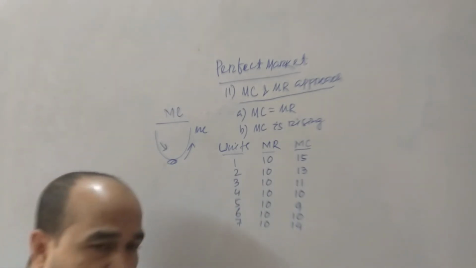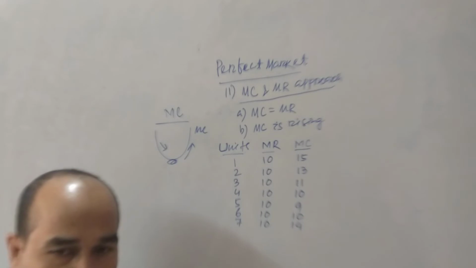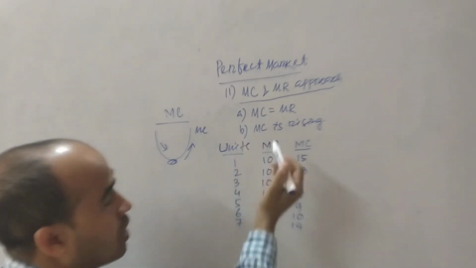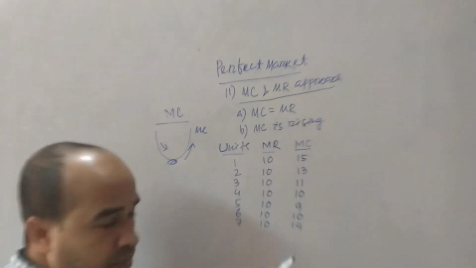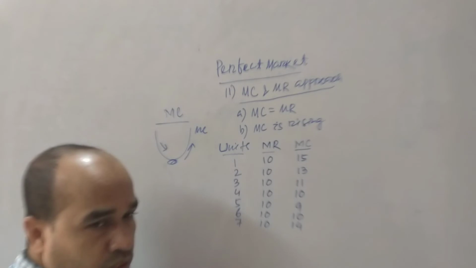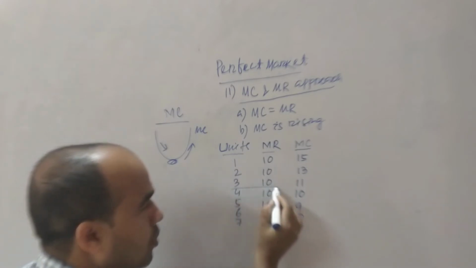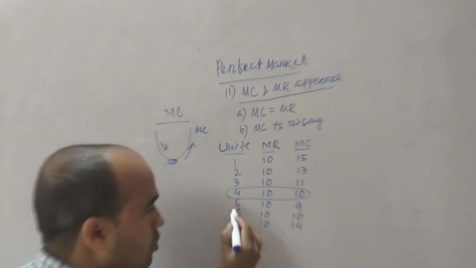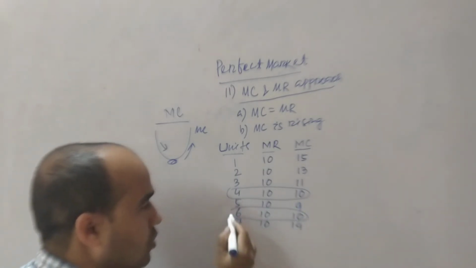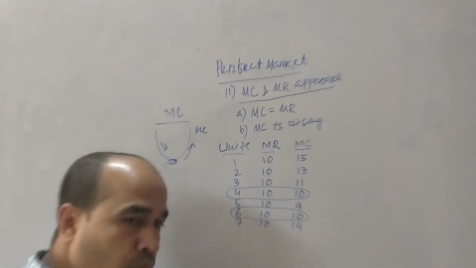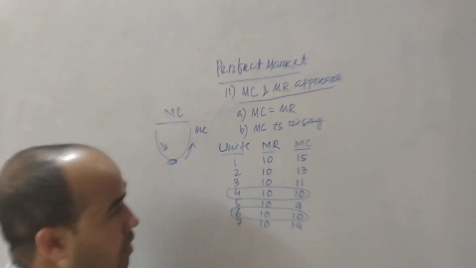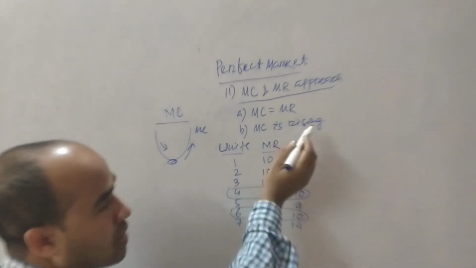Then a question comes to your mind: at what point is the producer in equilibrium? Apply the first condition: marginal cost should equal marginal revenue. At the fourth point, marginal cost is equal to marginal revenue, and at the sixth point, marginal cost is also equal to marginal revenue. But a producer is in equilibrium at only one point, not both. Then we apply the second condition, which says that marginal cost is rising.